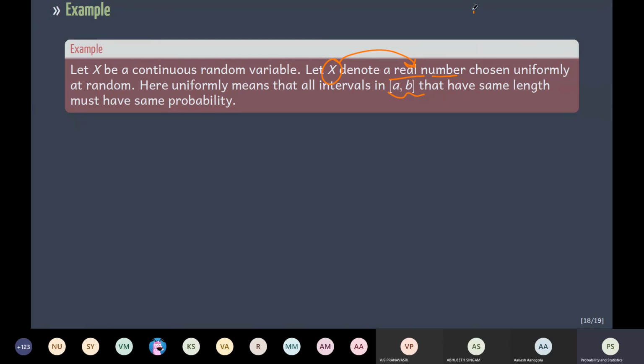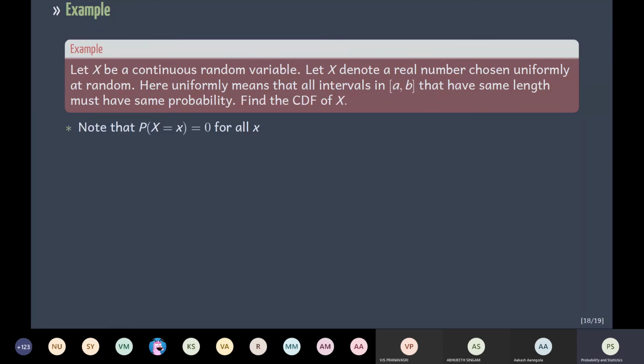By uniform we mean that there is no preference. So let us say a, b here. If it's a uniform, then it means that for any interval I take, if the length is the same, then the probability will also be the same. Okay, so that's the uniform case.